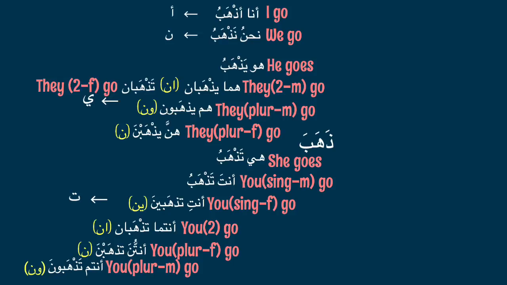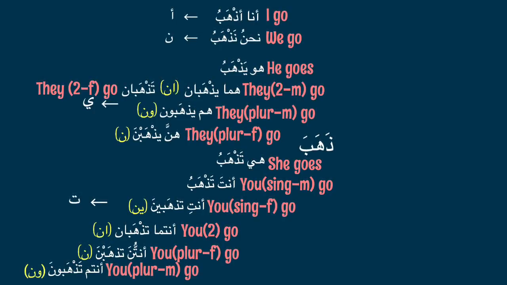Now what about أنتِ? أنتِ, we have also an addition to the end. So the beginning will be the same. تذهبين. ياء ونون. أنتما تذهبان. ألف ونون. أنتن تذهبن. And the last pronoun, أنتم تذهبون, with a واو ونون at the end.